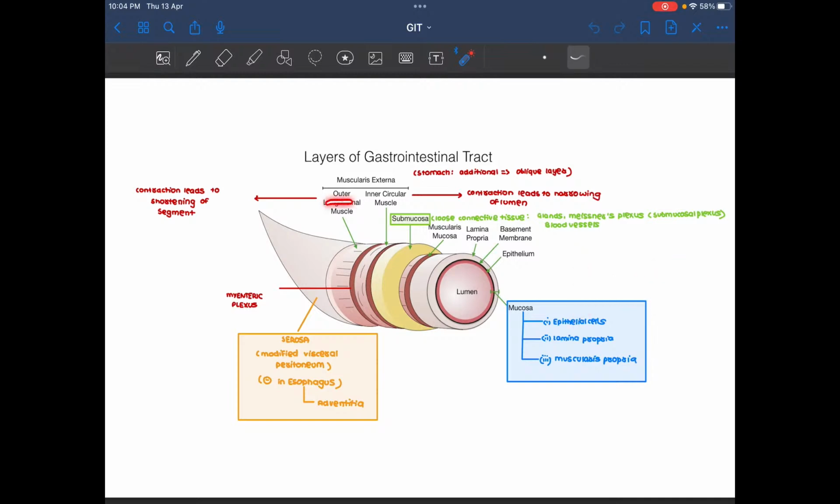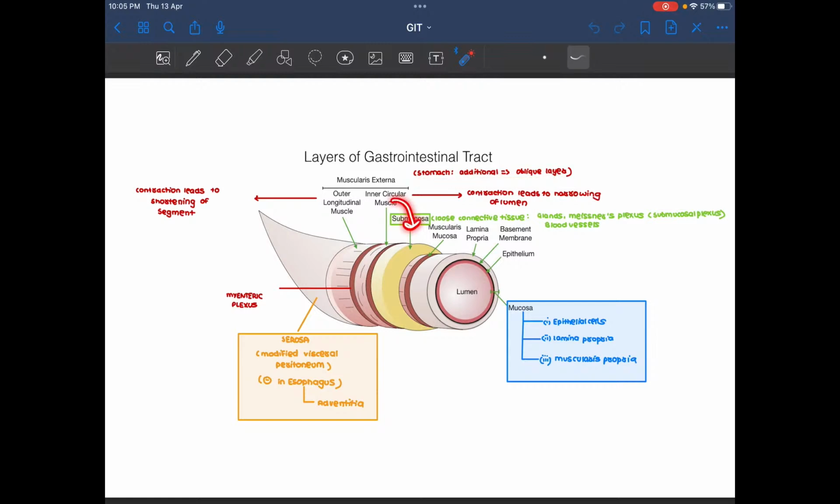Okay. Between the outer longitudinal and the inner circular muscle, we have something known as the myenteric plexus, which is going to control gastrointestinal motility. Okay, just remember, in case of the stomach, we also have the innermost oblique layer. Okay, in the stomach, we additionally have the oblique layer.